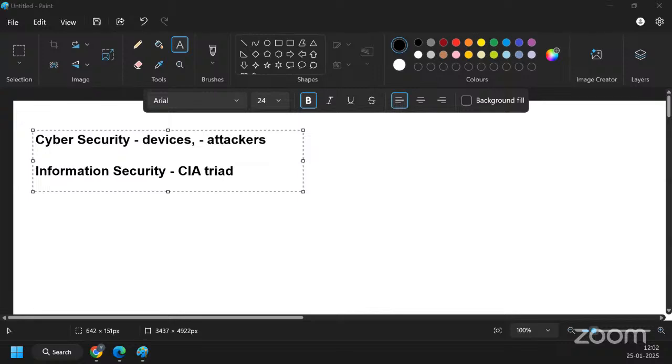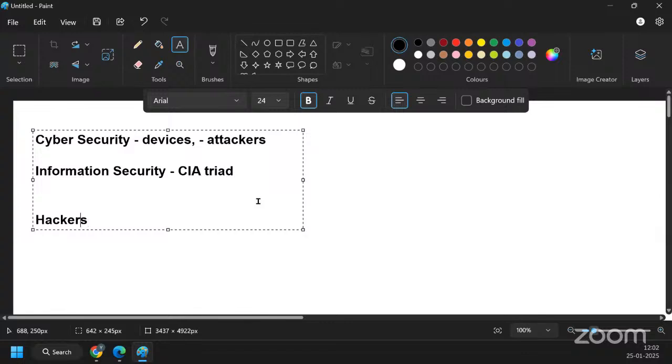So on the basis of that, in both of the scenarios, guys, we are trying to protect our devices and our assets from the attackers or the hackers, right? Now, whenever we talk about hackers, generally people have the idea that hackers are malicious people.